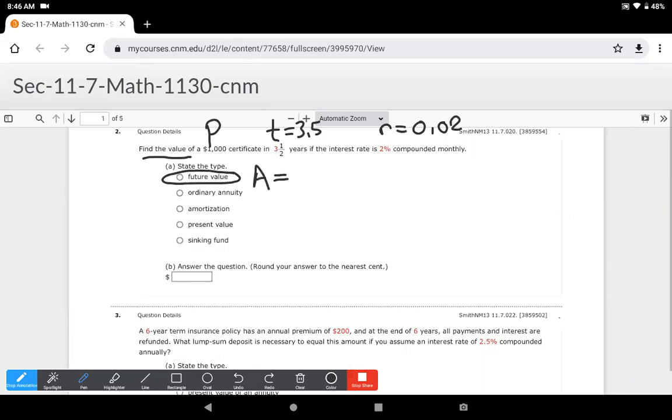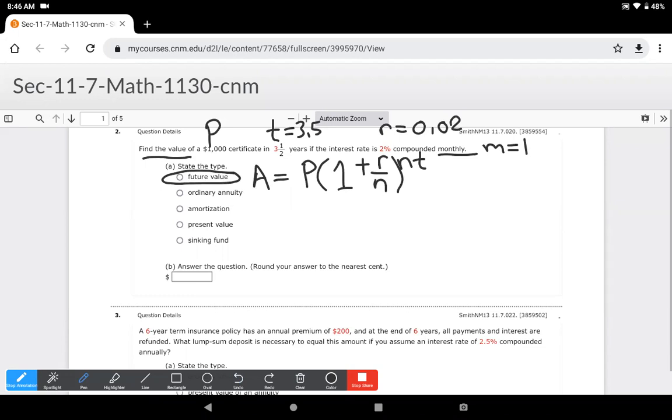So A equals P times 1 plus R over N. And we chose this formula because we have compounding monthly, right? So, sorry, this book gets an N. Oops, that's not what I meant to do.